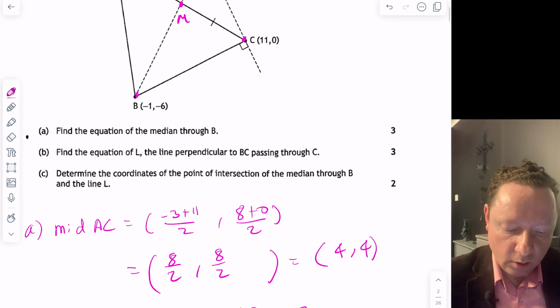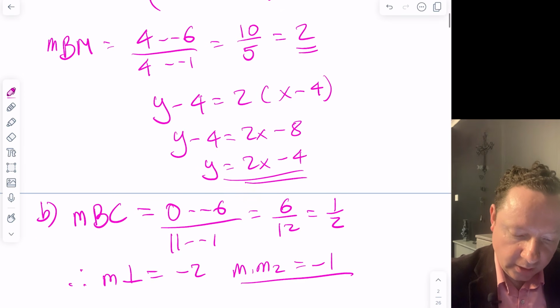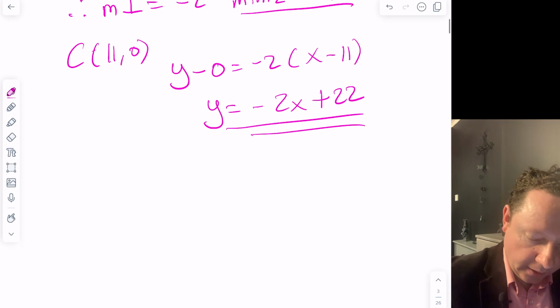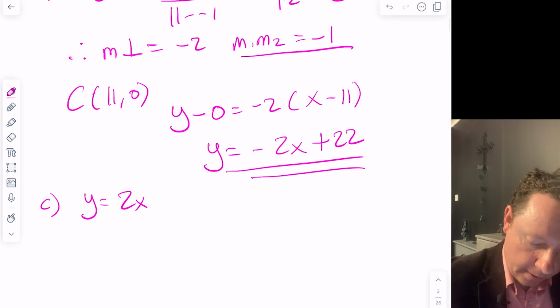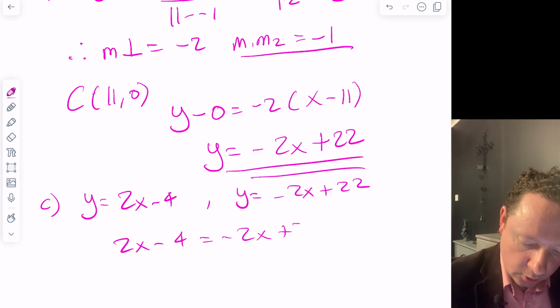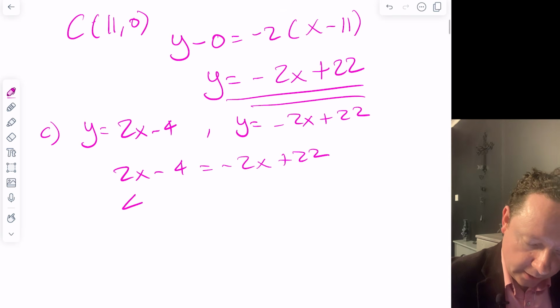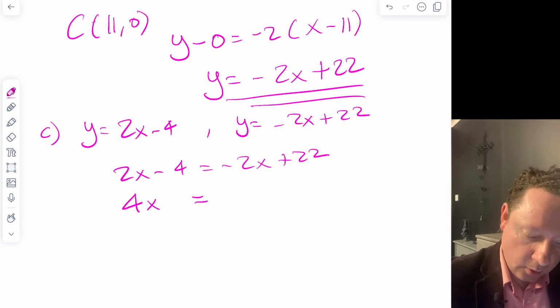Part C, determine the coordinates of the point of intersection between the median and the line. So we've got two equations, 2x minus 4 and minus 2x plus 22. So for part C, y equals 2x minus 4, and we've also got y equals minus 2x plus 22. So we can just say that 2x minus 4 is minus 2x plus 22. Taking the 2x over to this side gives me 4x, and taking the minus 4 over to the other side, add 4. 22 plus 4 is 26.